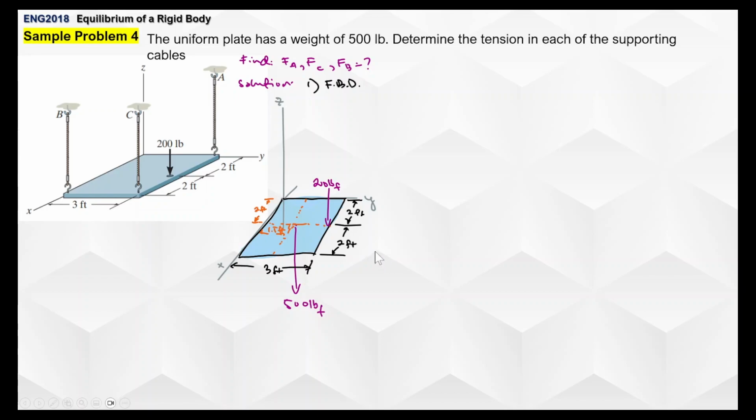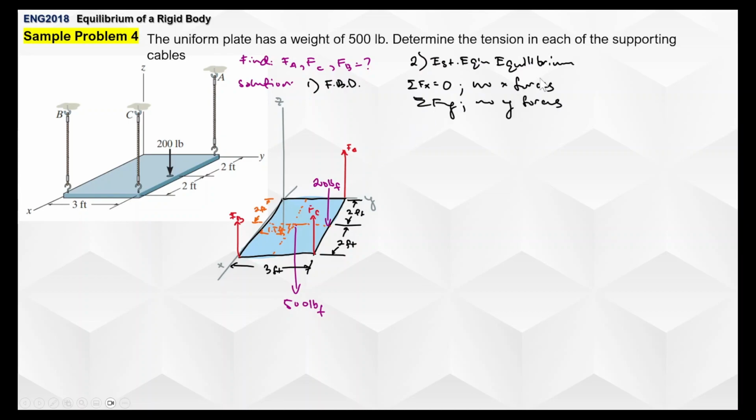The next thing here is the reactions. So we have cables here, so there's only tensions going upward. So tension A, tension C, tension B. So force A, force C, force B. And I think that's pretty much complete for our free body diagram, because the next step is the establishment of the equation of equilibrium. So again, we do it step by step.